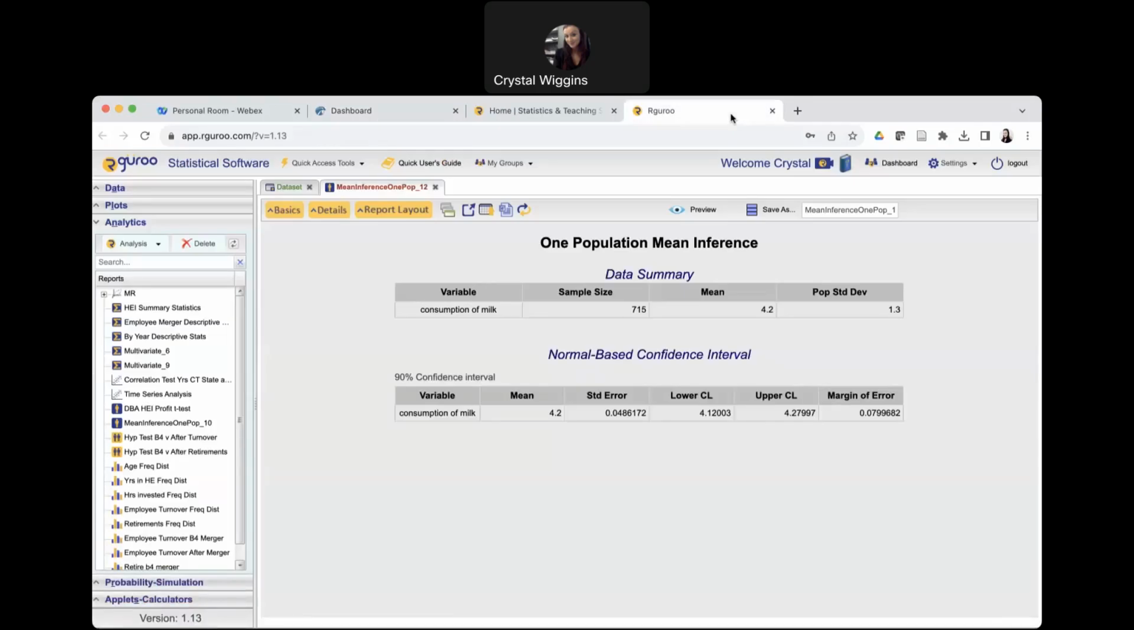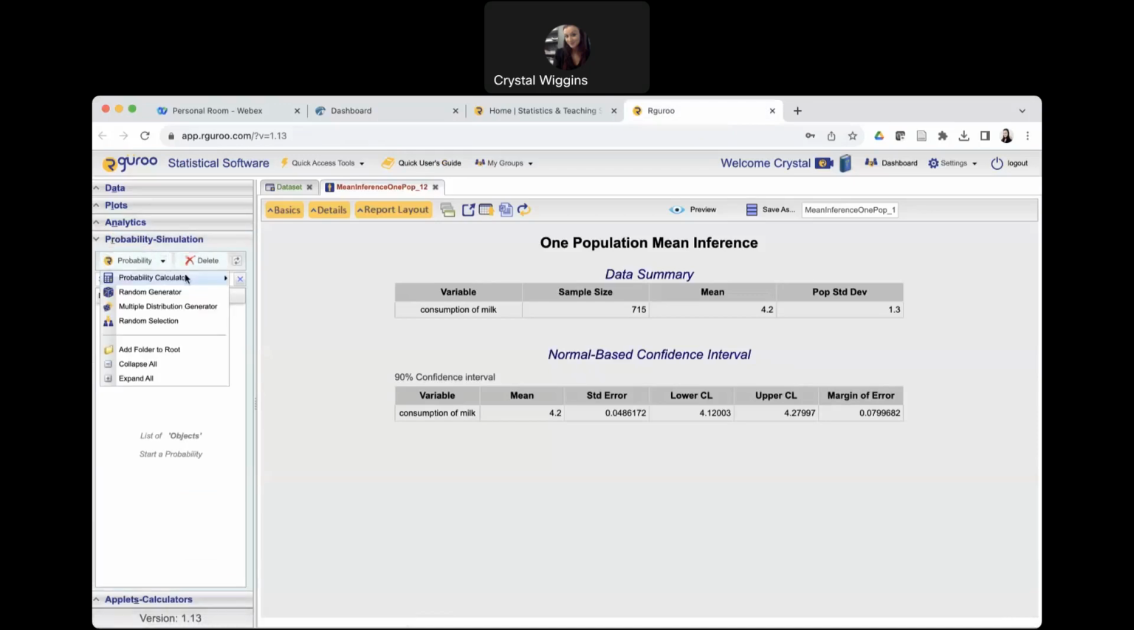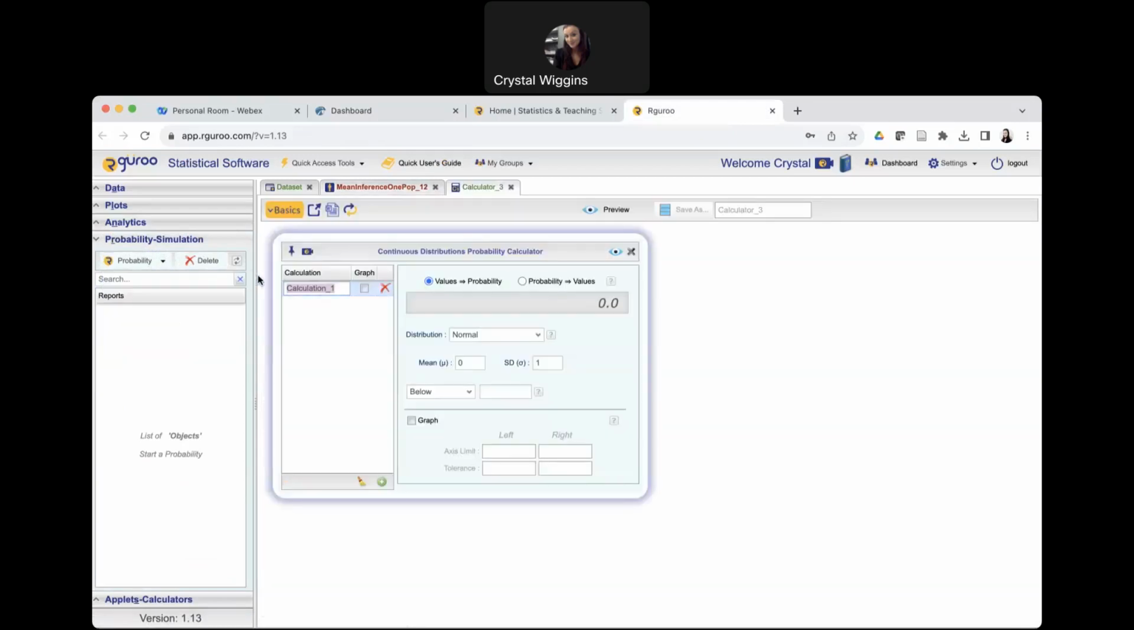So let's head over to Rguroo. In order to calculate critical values, we are going to come to the probability simulation calculator, and we are going to drop down and get our continuous probability calculator pulled up. This time we want to find a value. So we need the mode of the calculator to be pointing to critical value. We are not using a standard normal curve because we were not given the population standard deviation. So we are going to select a student T curve.